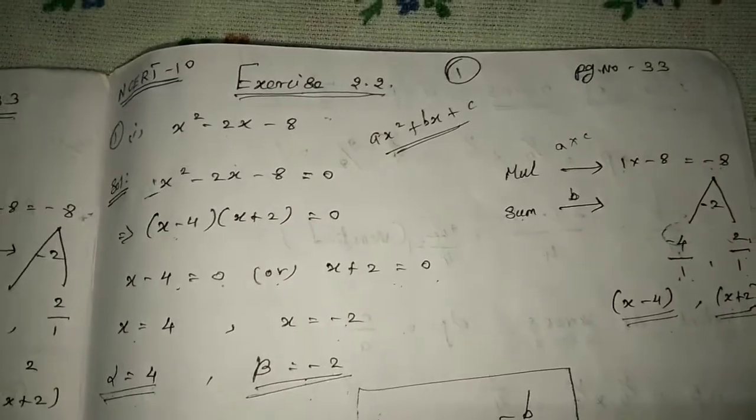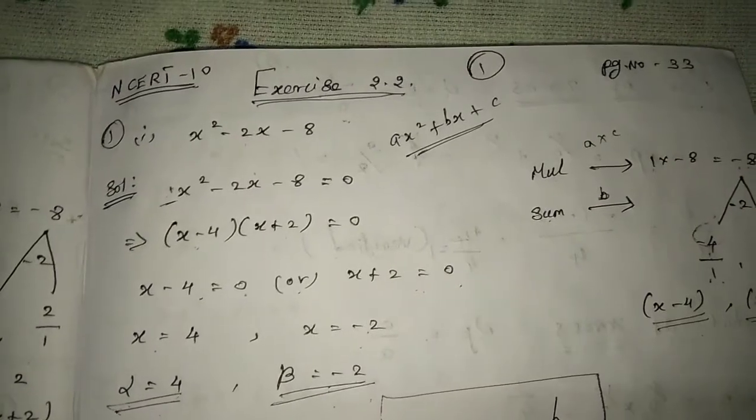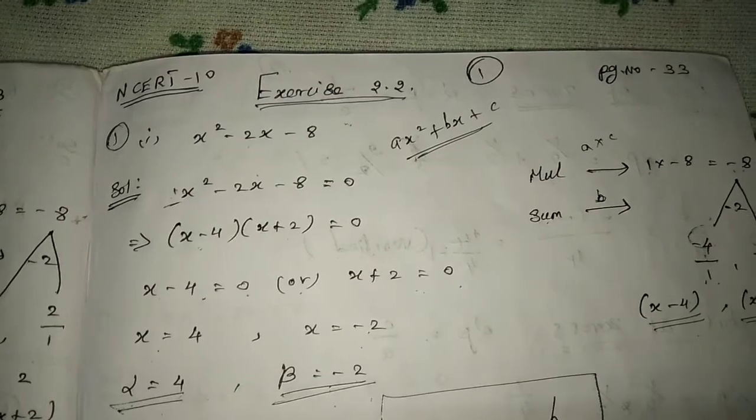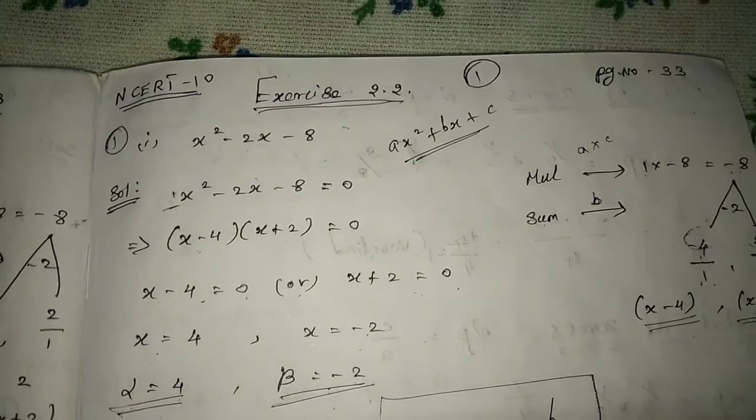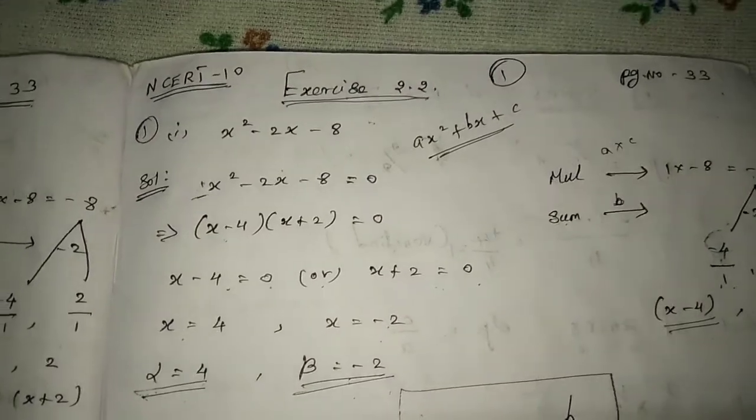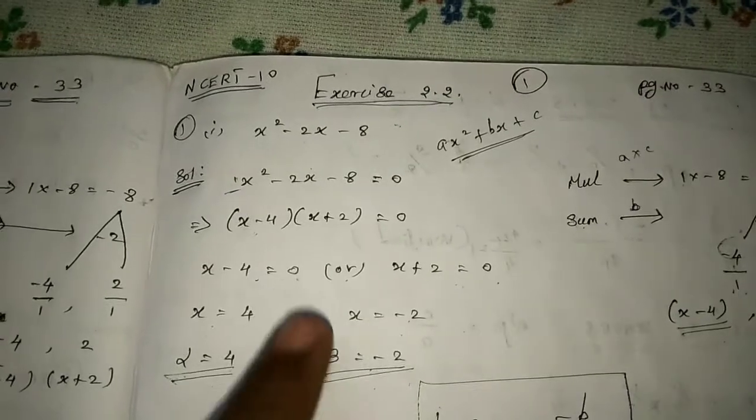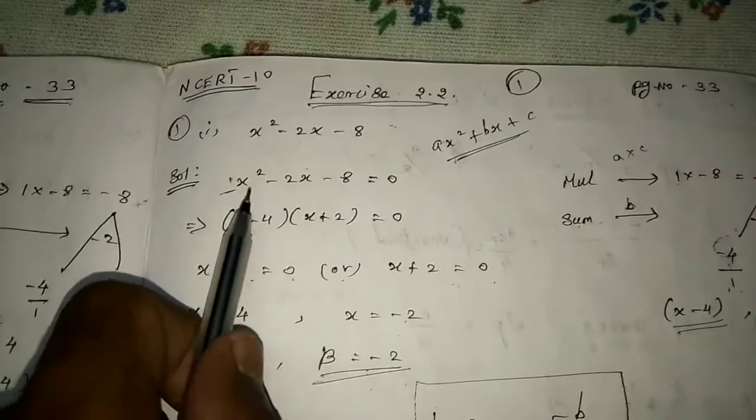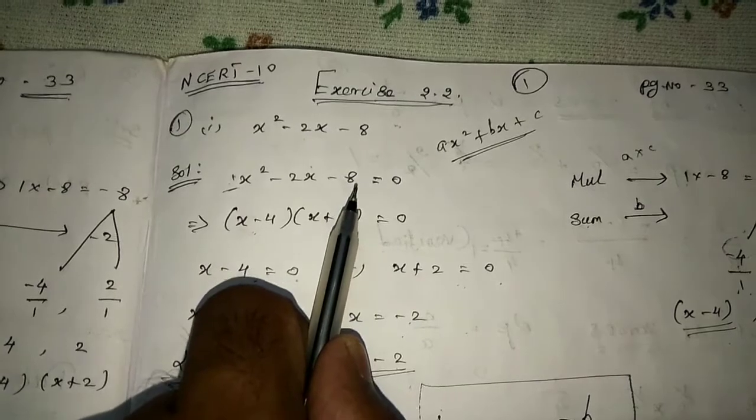The first question is x square minus 2x minus 8. When they give a quadratic polynomial, first we should check whether the given polynomial is in standard form or not. The standard form is decreasing order of x powers. Now it is in decreasing order, so it is in standard form. So x square minus 2x minus 8 equal to 0. Now a, the coefficient of x squared, is 1, the coefficient of x is b, and c is minus 8.